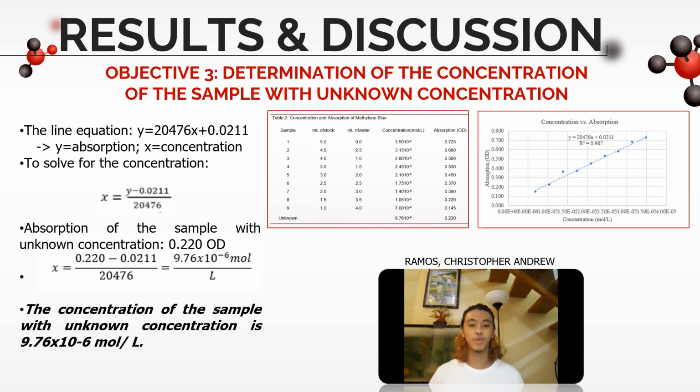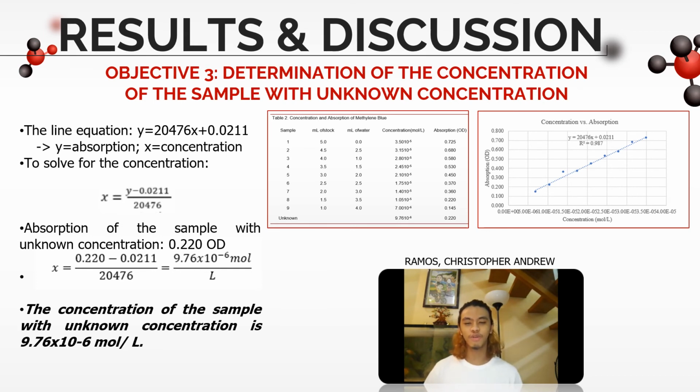From the equation y is equal to 20,476x plus 0.0211, we could manipulate it so that the x, the concentration, is alone at the left side. So we have x is equal to y minus 0.0211 all over 20,476. From the reference experiment, the obtained absorbance of the unknown sample was actually 0.220 OD. Plugging that into the equation, we obtain a concentration of 9.76 times 10 raised to negative 6 mole per liter.